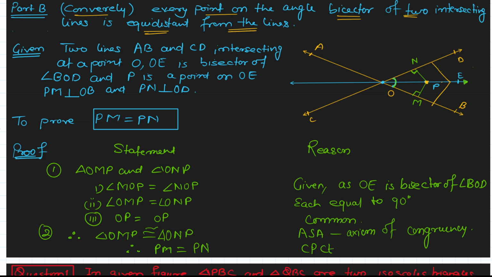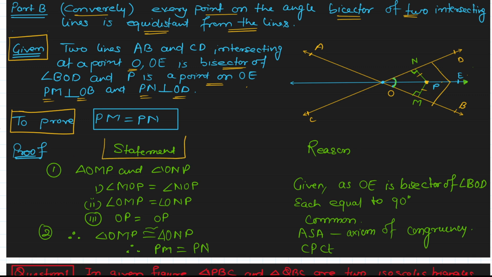So two lines AB and CD intersecting at point O. Here the line OE is the bisector. And P is any point. We can say P is a point on OE. So PM perpendicular to OB and PN perpendicular to OD. So we are taking two perpendiculars here. We need to prove that PM equal to PN. So these two perpendiculars are equal.